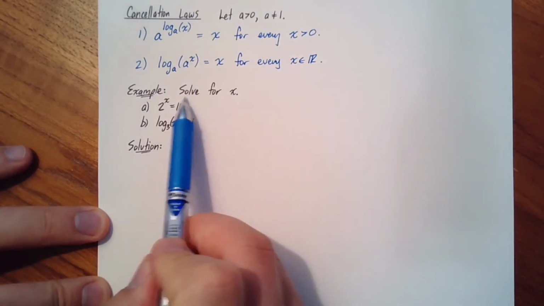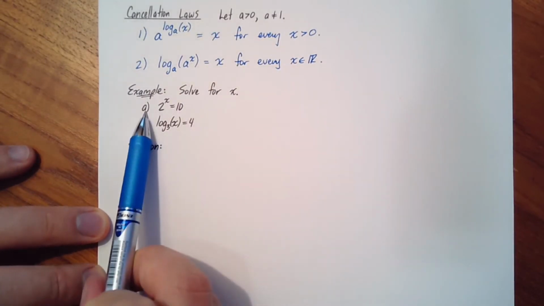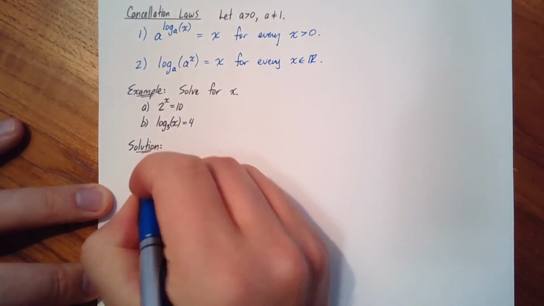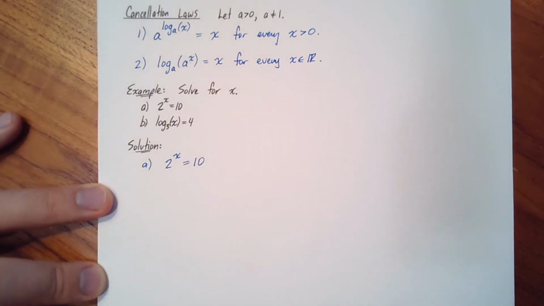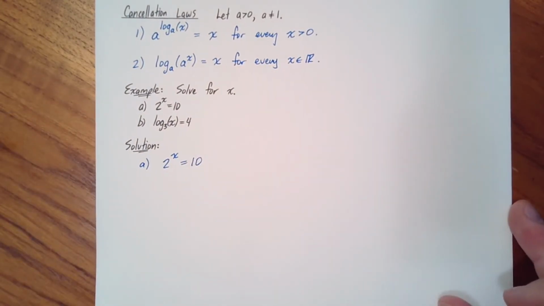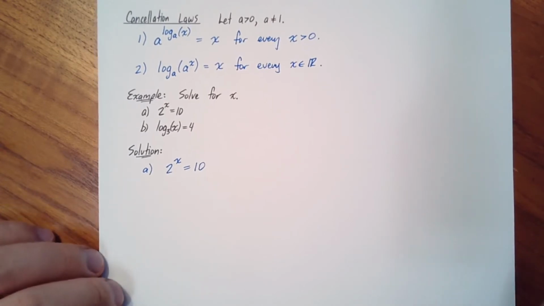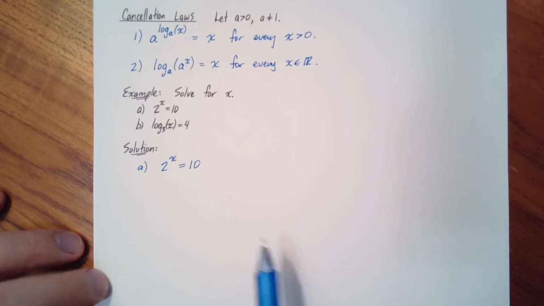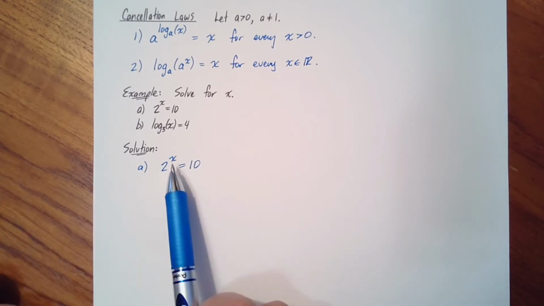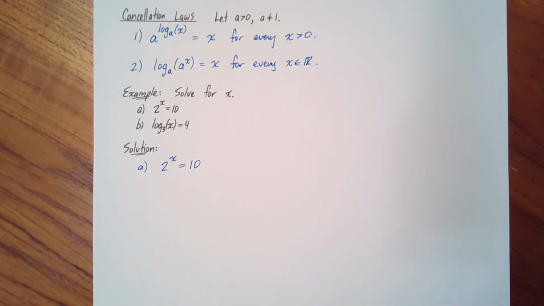Okay, so we want to solve each of these equations for x. So let's start with the first one. We've got 2 to the x is equal to 10. This is essentially just a bare bones prototype of an example of when you are going to need to use a log to solve equations. Think about what's going on here. You're solving for a variable, and the variable you're solving for appears as an exponent on either the left or the right hand side of the equation. That's probably going to mean that you're going to need to use a log somewhere.